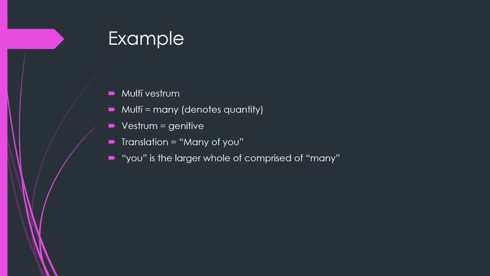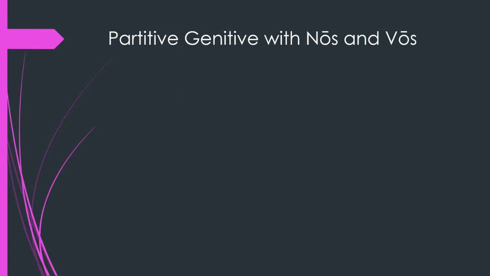We might remember, of course, that you, the genitive, is the larger whole of which the part, many, is comprised. We'll also see here that this is going to bring us into something to consider, and that is using the partitive genitive with words like nos and vos. You might recall that these two pronouns have two different genitive forms.